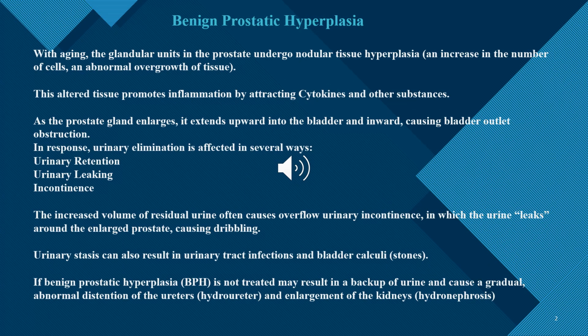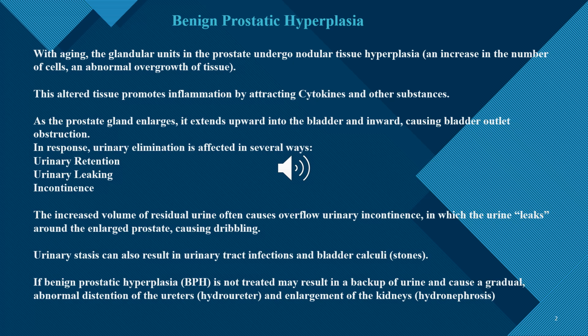Benign prostatic hyperplasia is nothing else than enlargement of gland tissue in the prostate, and it blocks or reduces the flow of urine. So this patient most likely is going to have an issue initiating voiding. As the prostate gland enlarges, it extends upward into the bladder and inward, causing bladder outlet obstruction. So it blocks the urethra, and the patient has a difficult time trying to initiate urination.